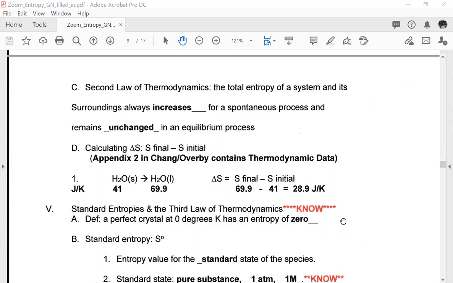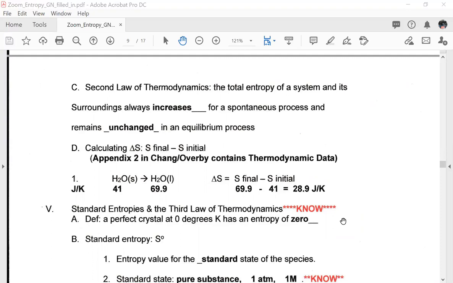So let's look at the second law of thermodynamics. The total entropy of a system and its surroundings always increases for a spontaneous process and remains unchanged in an equilibrium process. So we're going to calculate the change in entropy. That will be the S final minus the S initial.